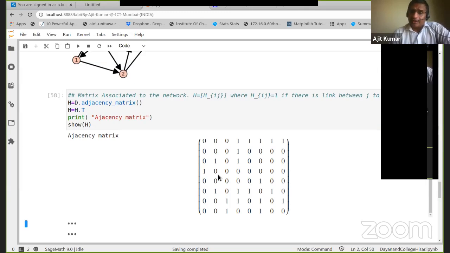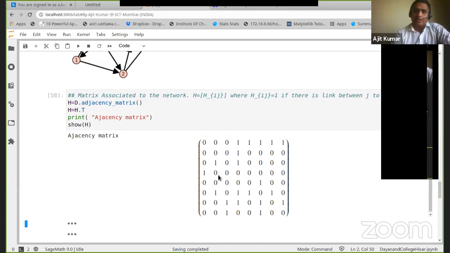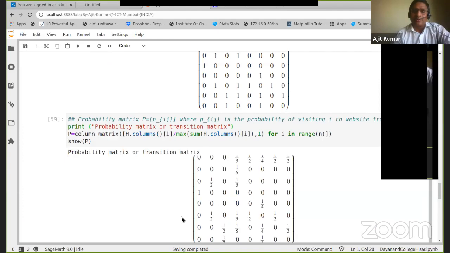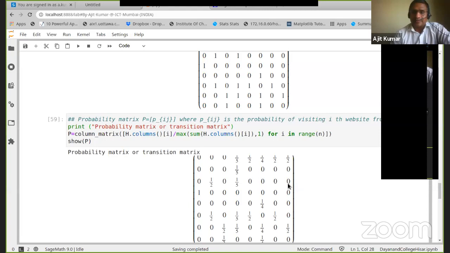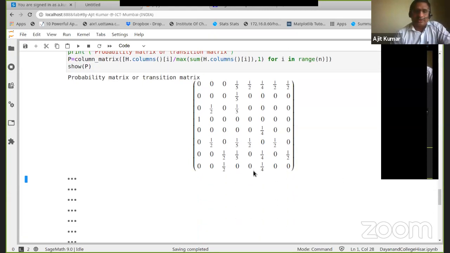Now what you can do is, each column you can divide by the number of ones. For example, in the first column, there is only one. In the second column, there are 2 of them. In the third column, there are 2 of them. So you divide them, and that will actually give you a probability matrix, right? So when I say 1 by 5 in this fourth column and third row, that means the probability of going from website 4 to 3 is 1/5. That's what it means. So there is a probability of finding somebody on a particular node. Okay, right. So this you can very easily do.